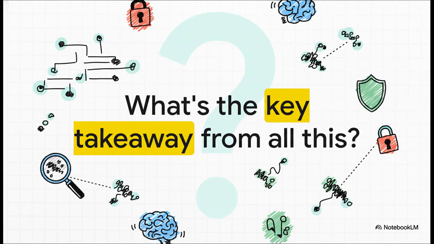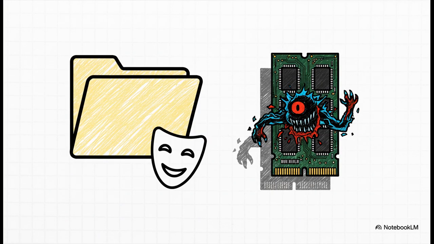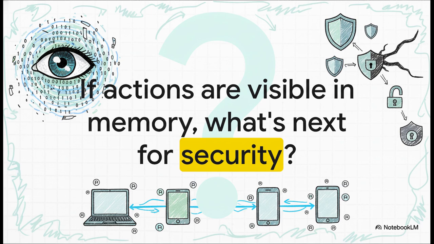So, after all of that, what's the one thing you should really take away from this? It's this. A file on your disk is just a disguise. It's the story the malware wants to tell you. But the code that's actually running in your computer's memory, that reveals the undeniable truth of what it's really doing. And this powerful technique really leaves us with a final thought about this never-ending cybersecurity arms race. If we accept that a program's true intentions are always visible in its memory, what does that mean for the future of security and maybe even our privacy on every single one of our devices?